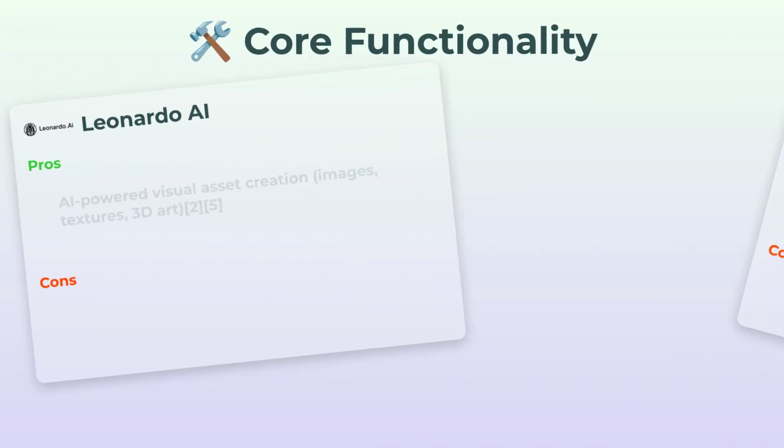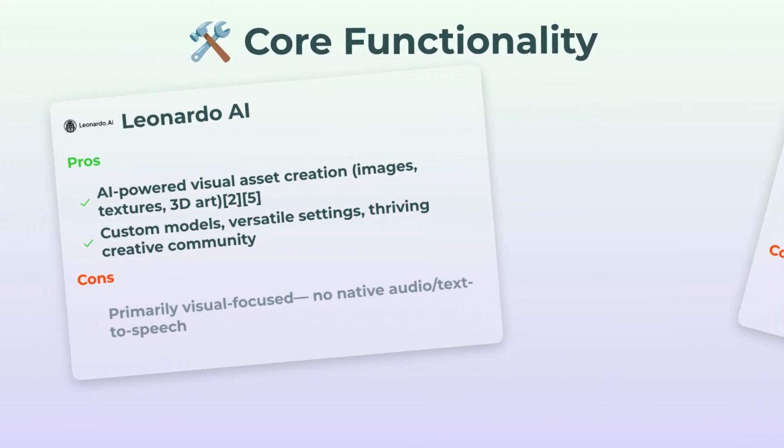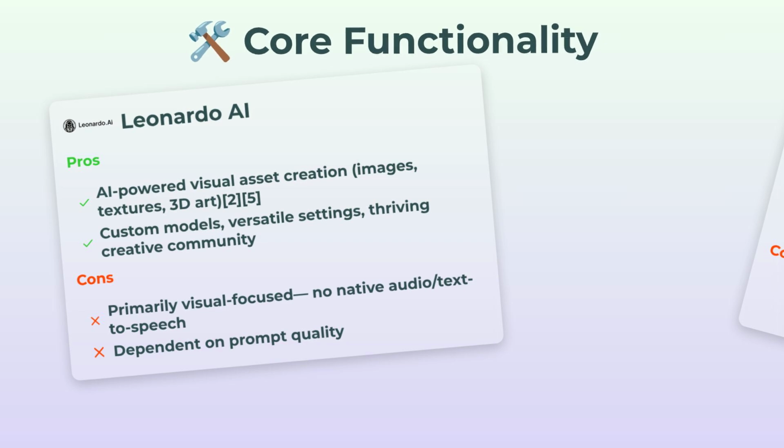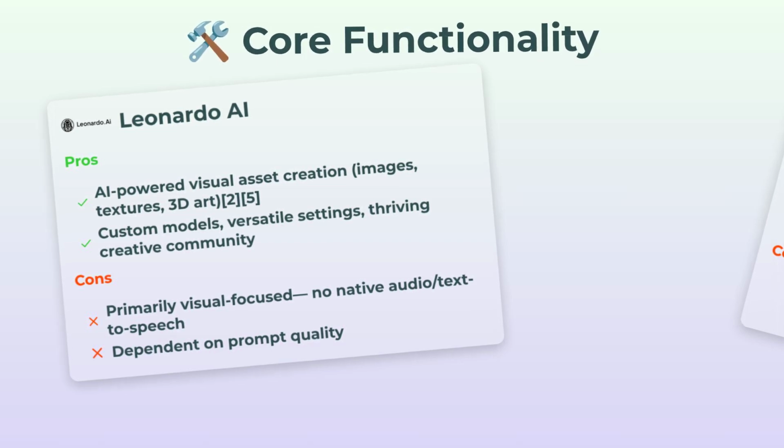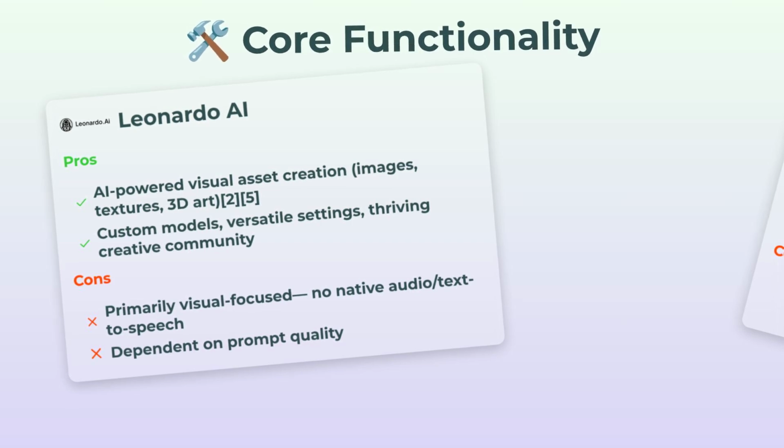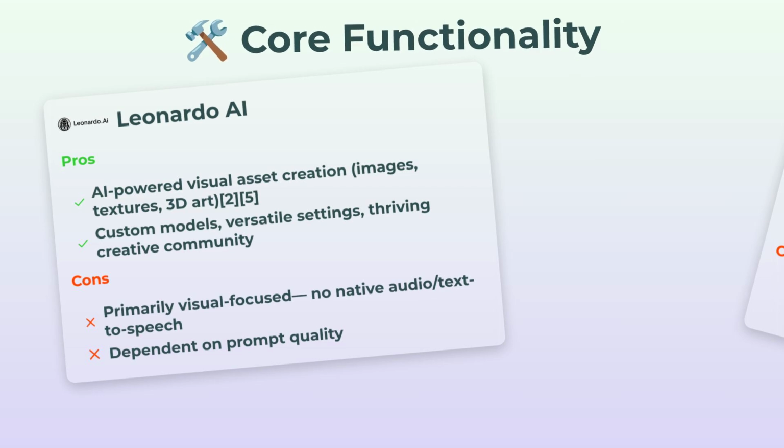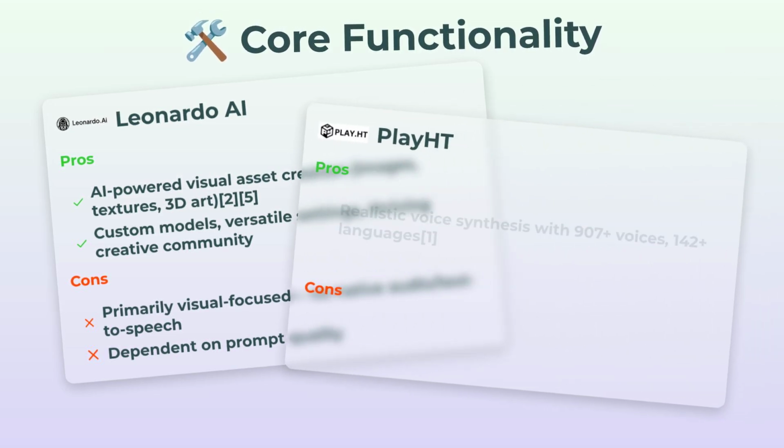So let's kick things off with core functionality. Leonardo AI is honestly a powerhouse for visual creativity. It can generate images, textures, even some basic 3D art. There's a community feel, you can tweak models, swap around settings. It's honestly like Photoshop met an AI lab. But, bit of a catch, it's all about visuals. No native audio stuff, no text-to-speech. Yeah, you better have good prompts too.